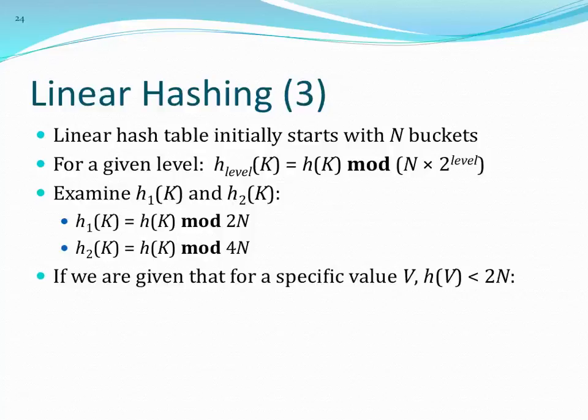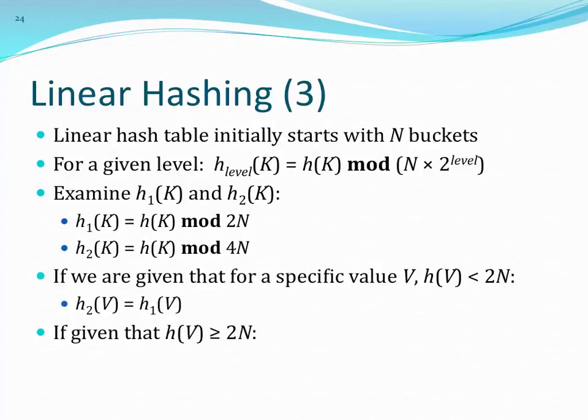Are they not equal? Are they equal? Yay, they're equal, right? So this is a very useful thing. We can take advantage of this. You'll notice that if h of v is less than 2n, then h1 of v and h2 of v will be equal.